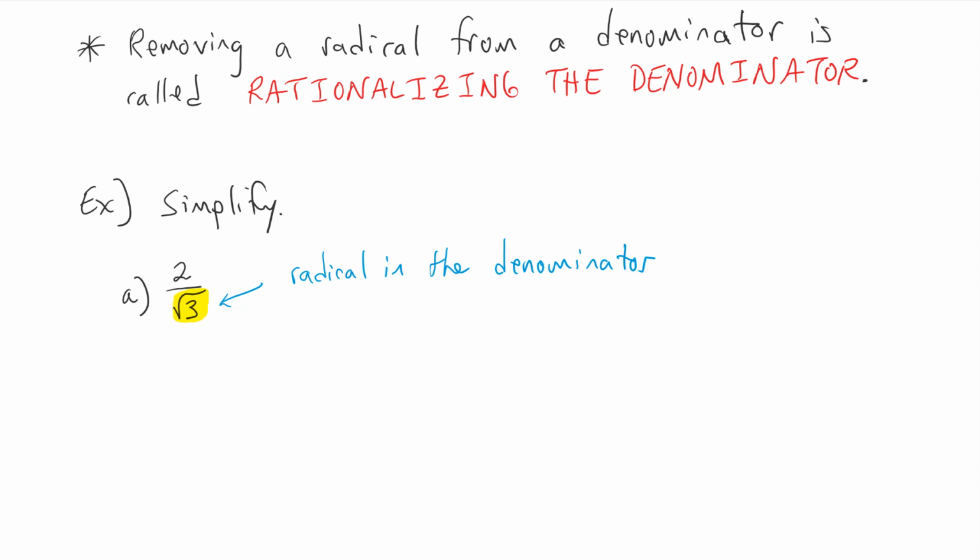Because if I actually needed to get a decimal approximation for this, trying to long divide by that irrational number, principal square root of 3, that would be just a huge undertaking. And if we can avoid that, we would want to avoid that. So how do we get rid of that radical? Well, we're just going to use our knowledge of square roots. So we're going to start with 2 over the principal square root of 3.